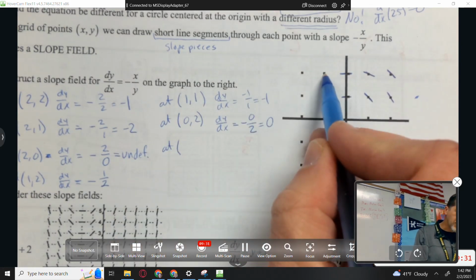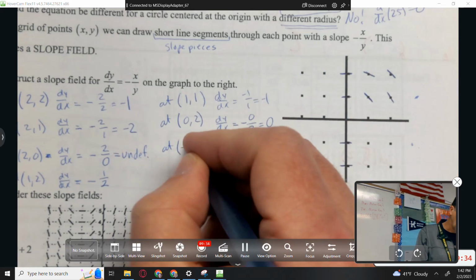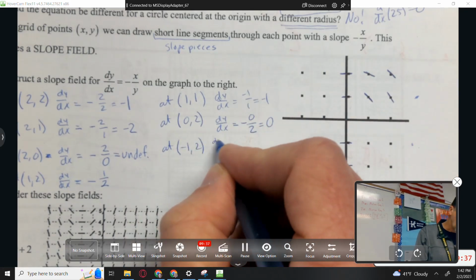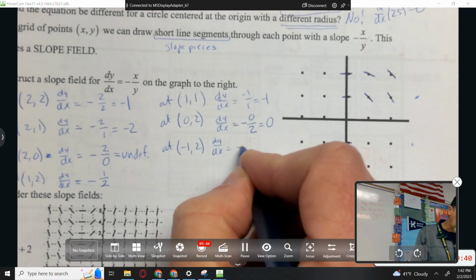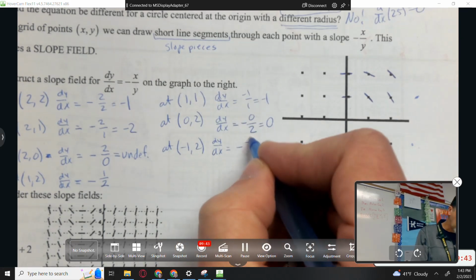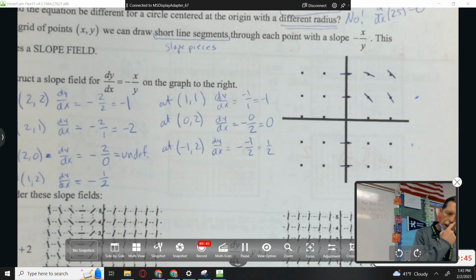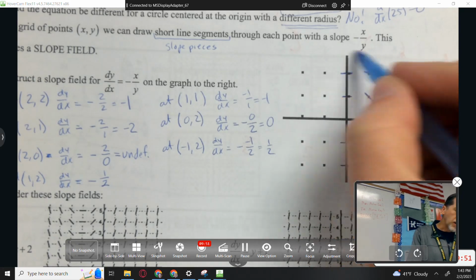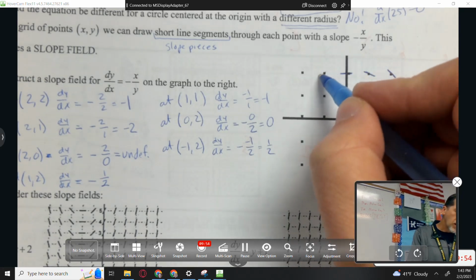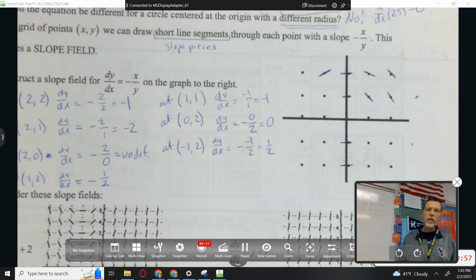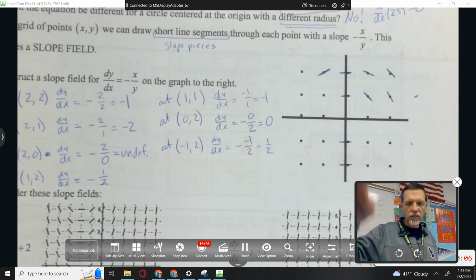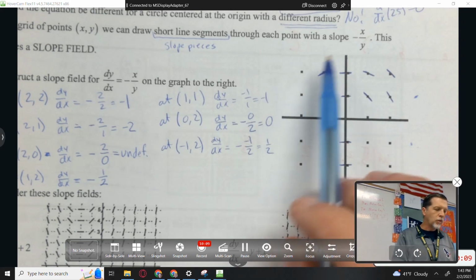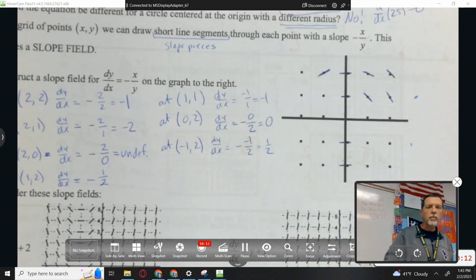All right, let's do 1 on this other side here. So negative 1, 2. Careful with the negatives, negative 1 over 2 would be a positive 1/2. So again, aim at the spot that would be up 1 over 2. All right, I'm going to press pause and let you finish it off there. So for each point, do negative x over y, and then plot the little slope piece.